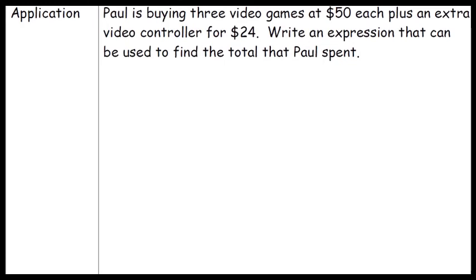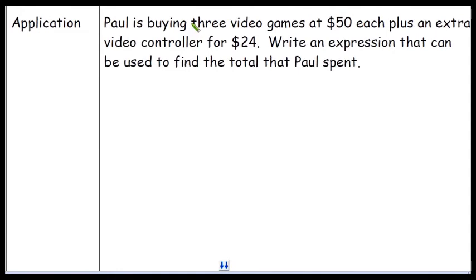Okay, so let's highlight or underline the keywords in this problem. He's buying 3 video games. Maybe that's important. The number 3. Sometimes they'll give you numbers with words. They don't show you the actual number. So I advise you to go ahead and write down the number 3 as a number so you don't miss it when you work out the problem. And he's buying those 3 video games, and each one of them costs $50. So that $50, that might be important. $50 each. Okay. And then he also bought, oh, it's not plus tax, it's plus an extra video controller. So the video controller is $24.